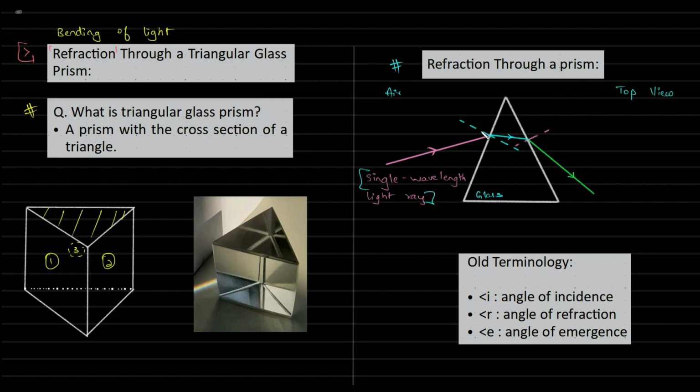Right? So over here we'll be learning few terminologies which we already know. So this is your incident ray, refracted ray, and emergent ray. Angle made with them with respect to the normal is your angle of incidence, angle of refraction, and angle of emergence. Right? Again, incident ray, refracted ray, and emergent ray. So this is your angle of incidence, angle of refraction, and angle of emergence. These are your three angles.